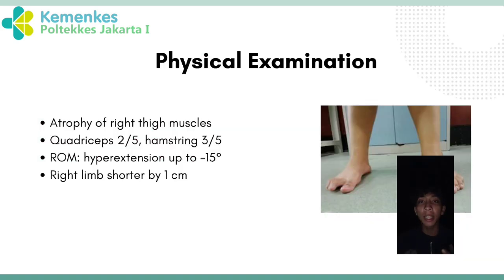For the physical examination, on the right side of the leg he has atrophy of the right thigh muscles. The grade of the quadriceps muscle is 2 out of 5, and the hamstring muscles are 3 out of 5. For the range of motion, he has hyperextension up to 15 degrees, and the right limb has a leg length discrepancy, shortened by 1 centimeter.